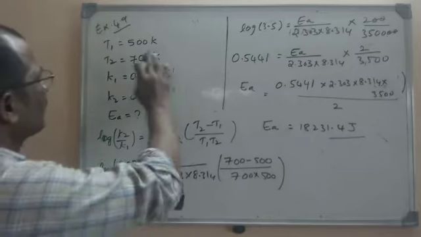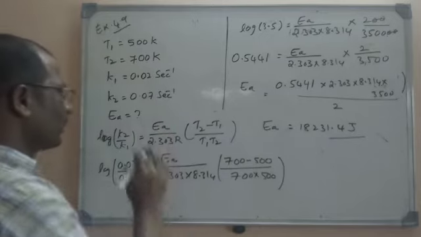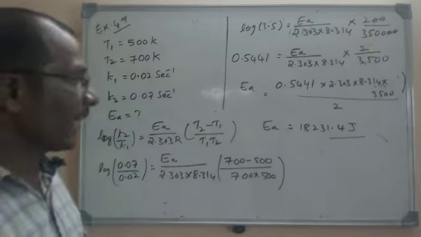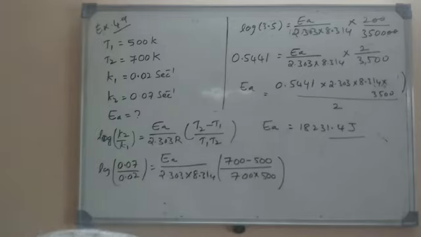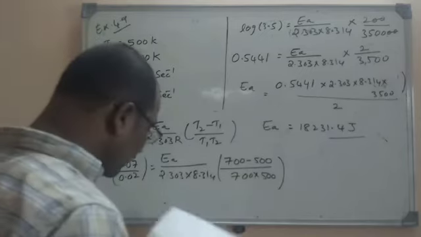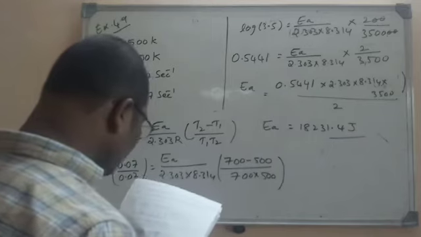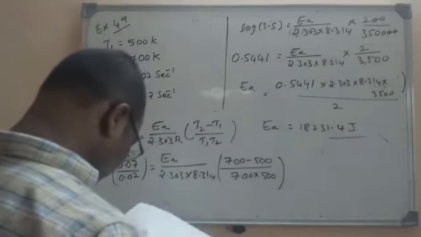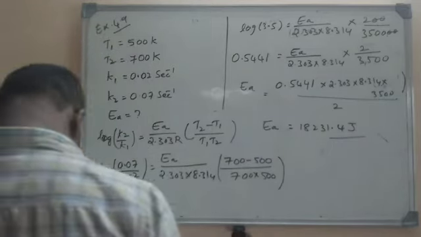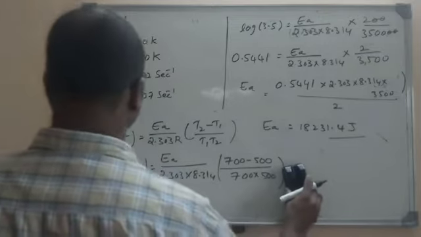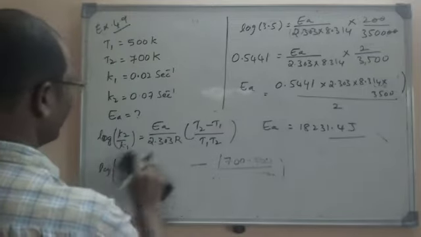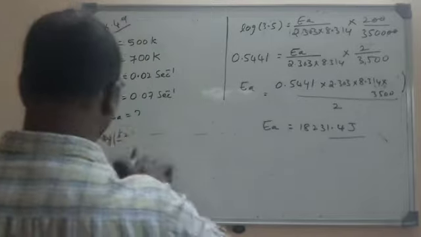So simply we have written the values of T1 and T2, K1 and K2 and found the value of activation energy. This is the first part of the problem. What is the second part of the problem? Here we have to calculate the values of EA and A also. Yes, the A value is also to be determined. So let us determine the value of A now.